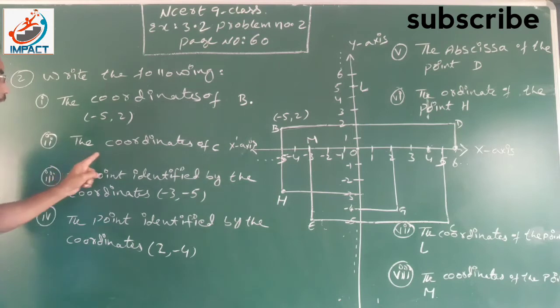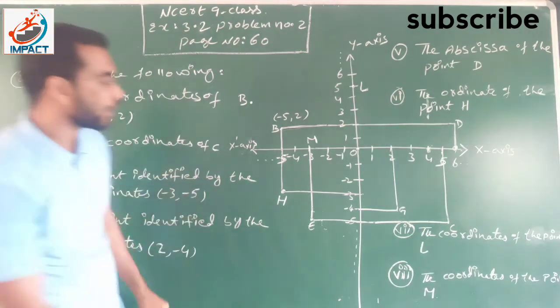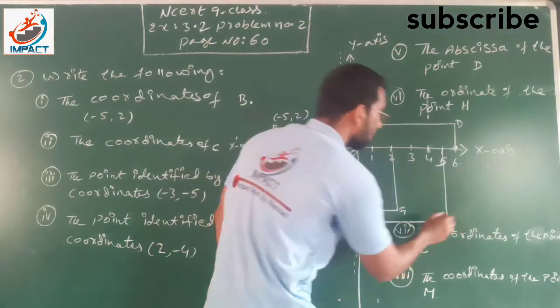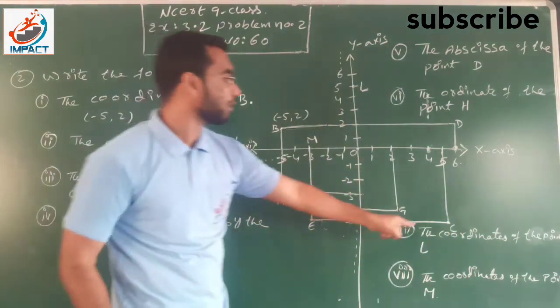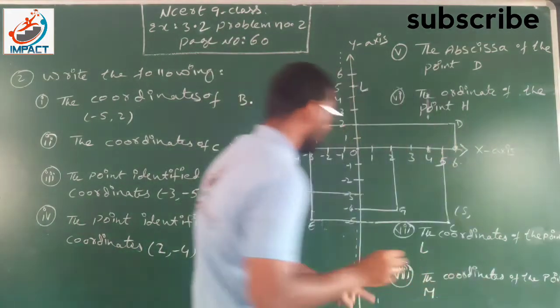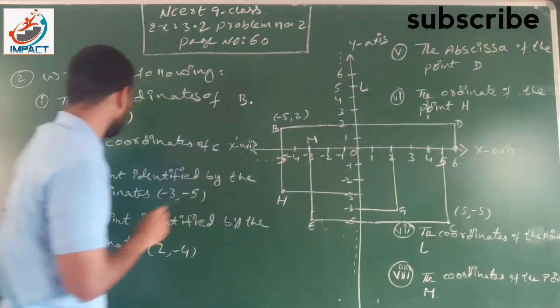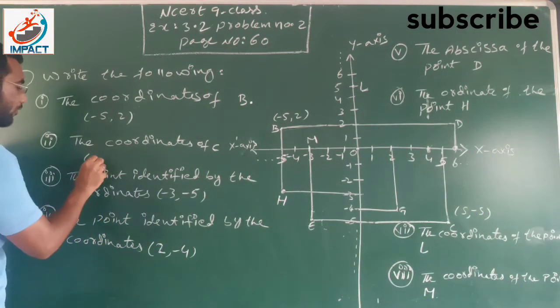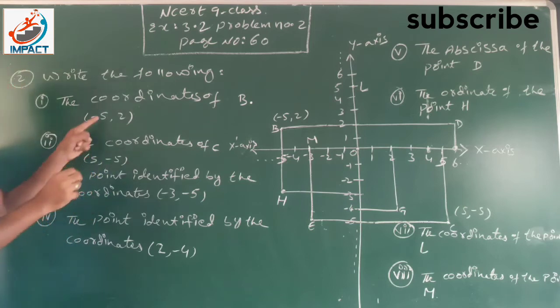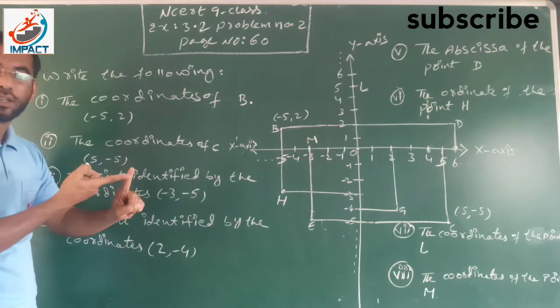Next, the coordinates of C. Where will you find C? C is here. Now tell me what is on the x-axis? x is 5. Next, y is how much? -5. So the answer is (5, -5). First you write x, then you write y. Always remember, first write x, then write y.